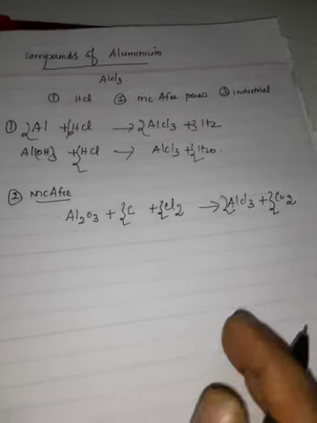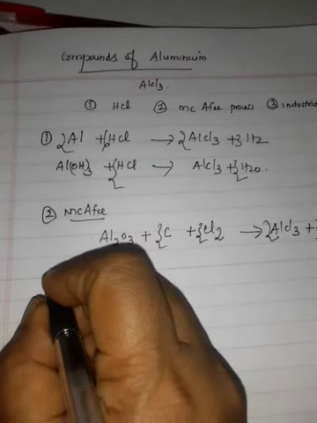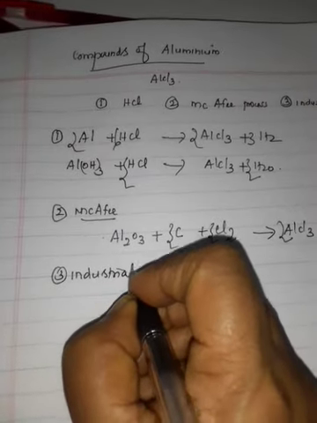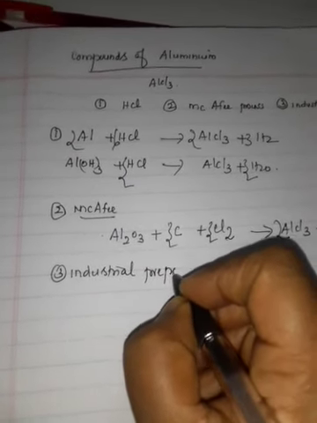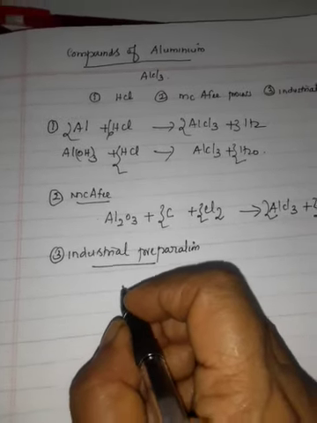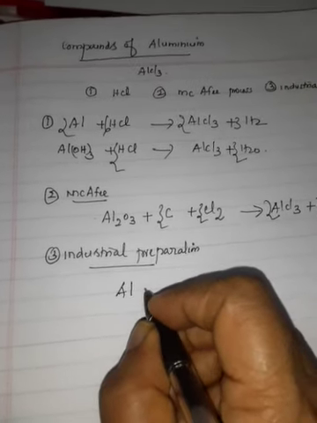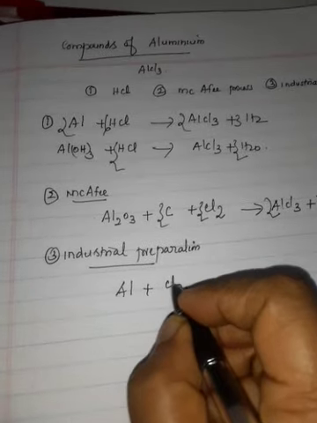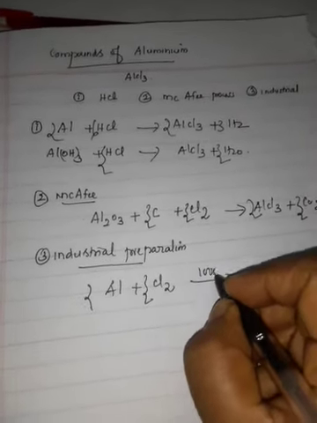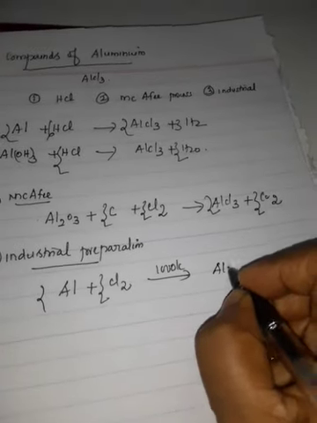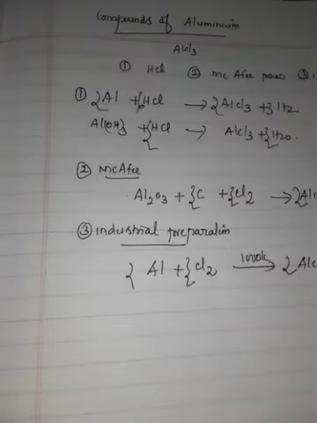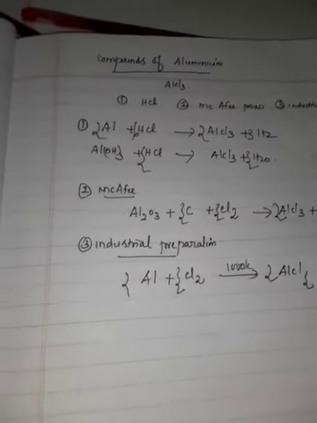Okay. Last one, industrial preparation. Aluminium treated with chlorine, that is chlorinating aluminium at 1000 Kelvin, forming aluminium chloride. Now some of the physical properties.